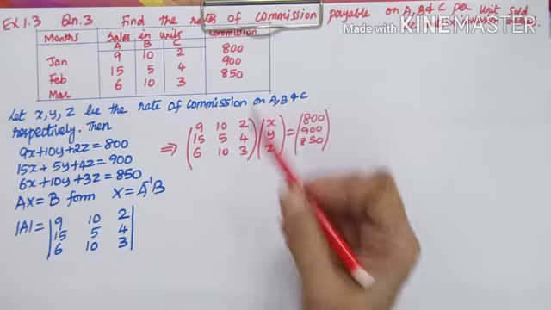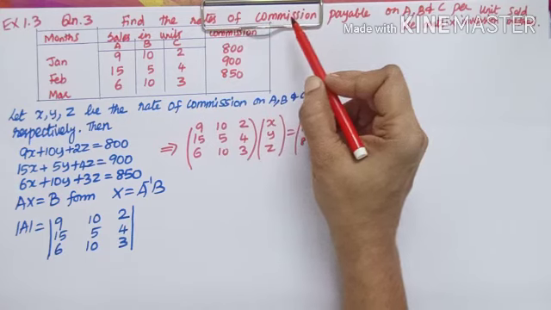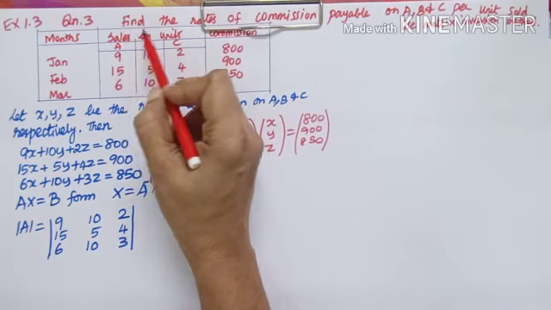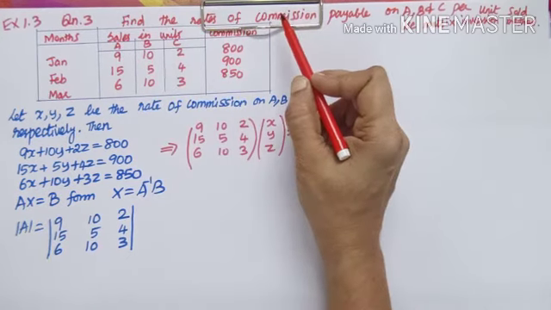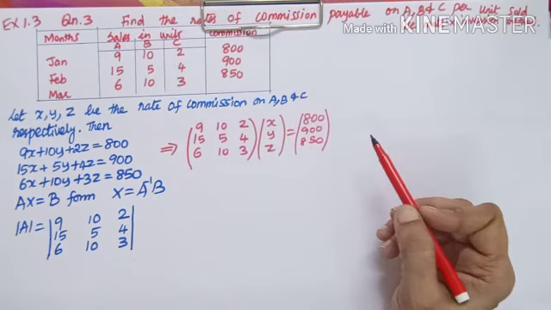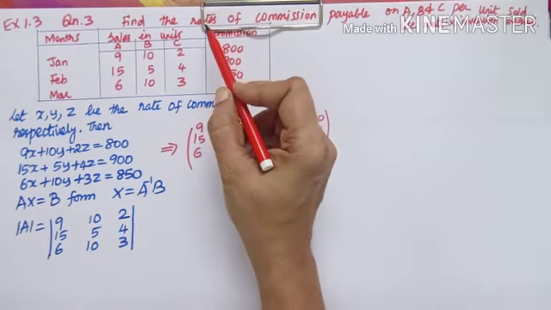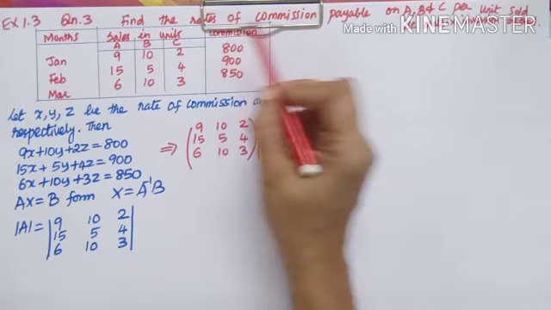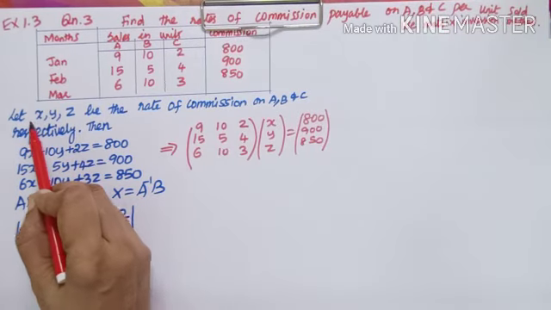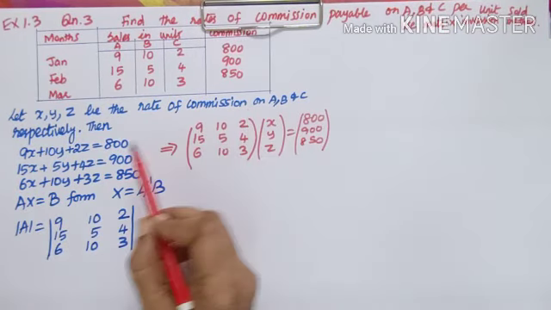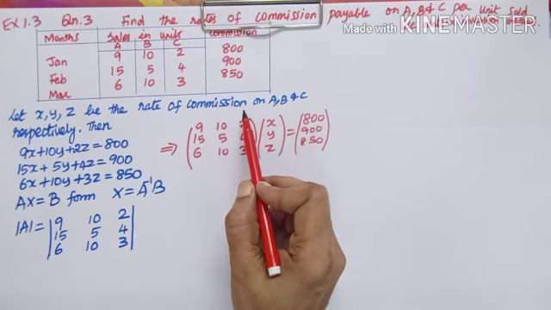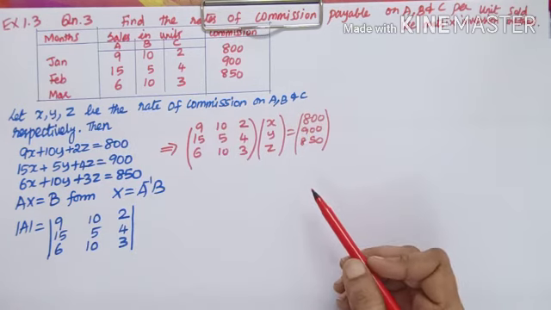What is the question? Rate of commission on A, B and C. Whatever they ask you, find. Call that as X, Y, Z. So we assume X to be rate of commission on A and Y for B and Z for C. So that will be the first line to be written. Let X, Y, Z be the rate of commission on A, B and C.